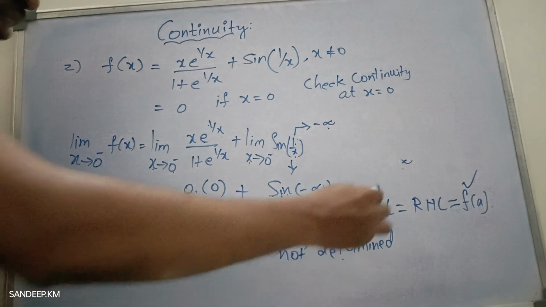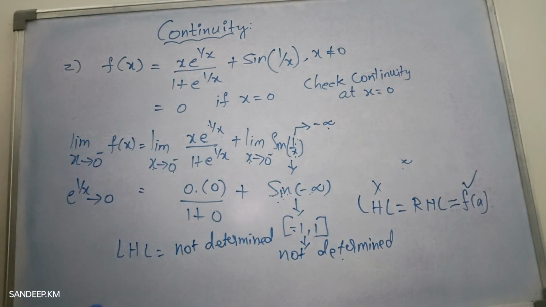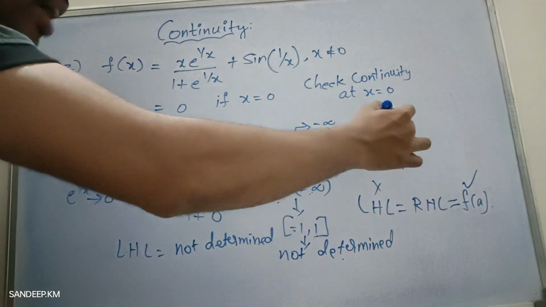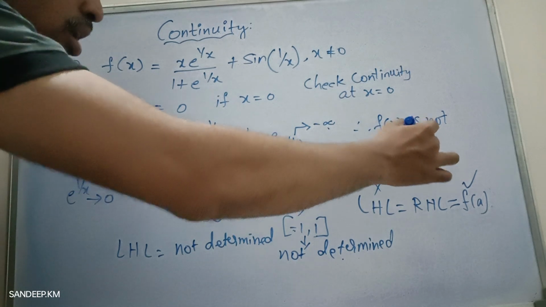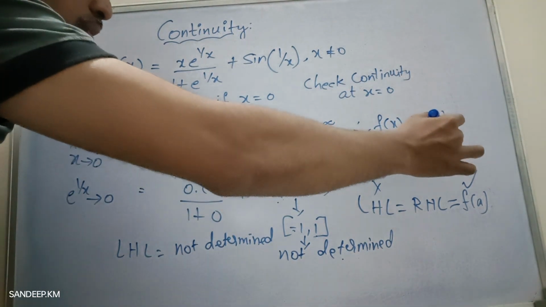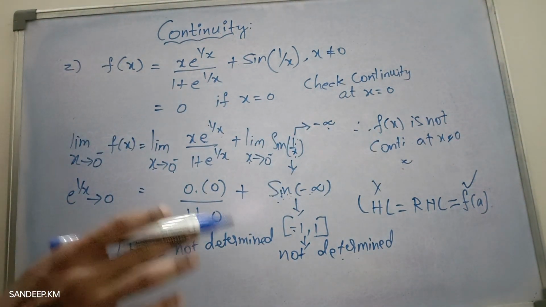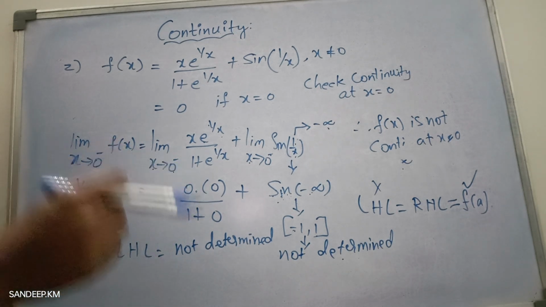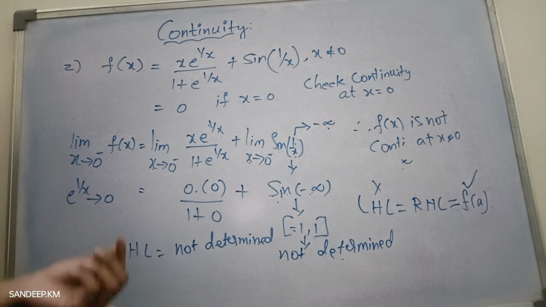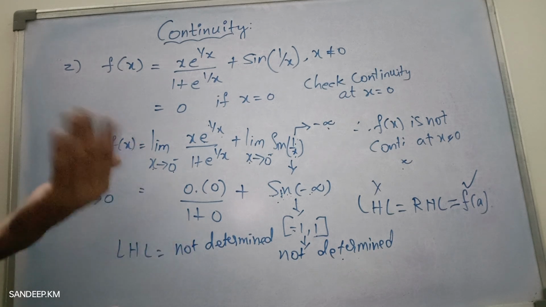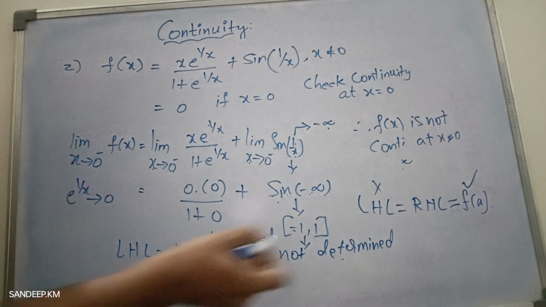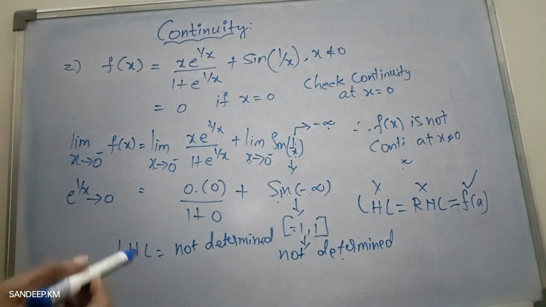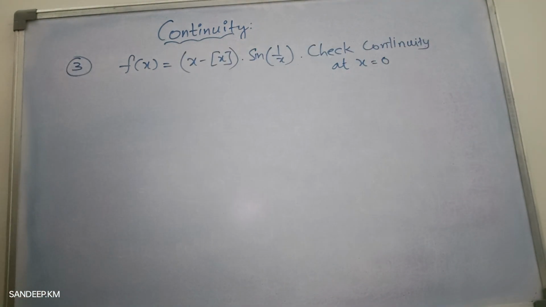We cannot determine the value of the left hand limit. Since we cannot find the value of the left hand limit, we can say that the function is not continuous at x equal to 0. Therefore, f of x is not continuous at x equal to 0. Keep this in mind. I hope you understood this question. Since we cannot find the left hand limit, the function is not continuous at x equal to 0. I don't care what the RHL is. Of course, if you try to find the RHL also, you will get that the RHL is not determined. Okay, we will go with the next question.